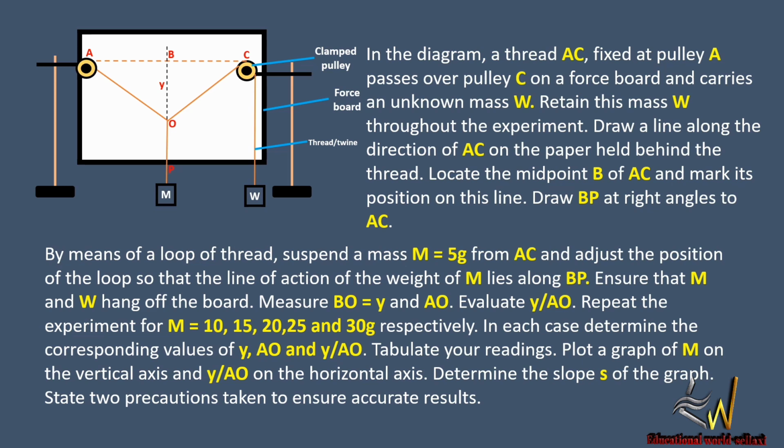Repeat the experiment for M equal to 10, 15, 20, 25 and 30 grams respectively. In each case, determine the corresponding values of Y, AO and Y over AO. Tabulate your readings. Plot a graph of M on the vertical axis and Y over AO on the horizontal axis. Determine the slope of the graph and state 2 precautions taken to ensure accurate results.